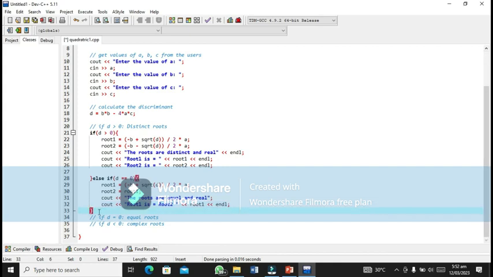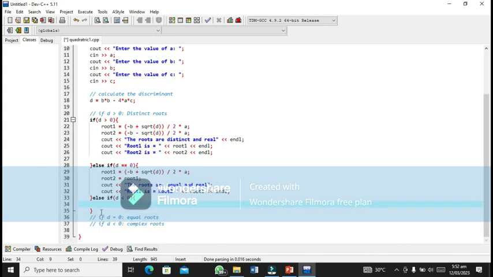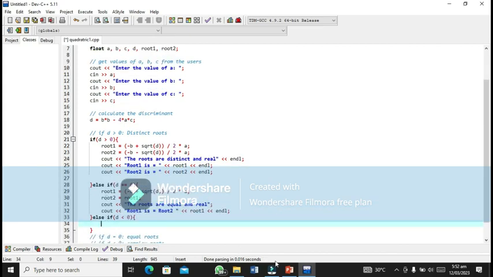It doesn't really matter. So we have the last condition, else if D is less than 0. Now, if D is less than 0, we now have the complex roots.